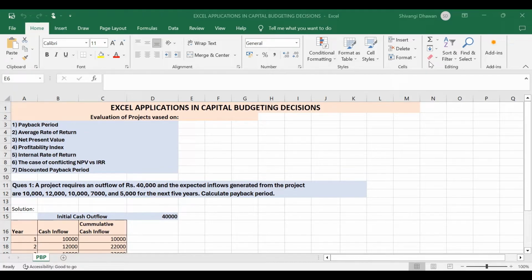Today, we will be discussing Excel applications in capital budgeting decisions. Capital investments are long-term investments in which the assets involved have useful lives for multiple years. For example, constructing a new production facility and investing in machinery and equipment are capital investments. Capital budgeting is a method of estimating the financial viability of a capital investment over the life of the investment.